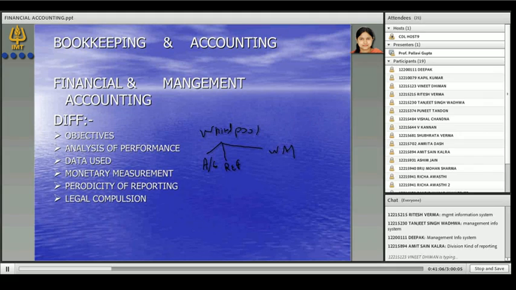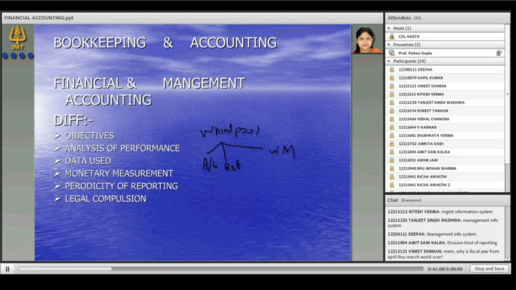Legal compulsion. Financial accounting is legally compulsory, and management accounting is not legally compulsory. Financial accounting is compulsory as per the Income Tax Act and the Companies Act, while in the case of management accounting there is no legal compulsion. If the management desires, they can have the report. If they don't desire, they will not have the report. So this was financial accounting and management accounting.